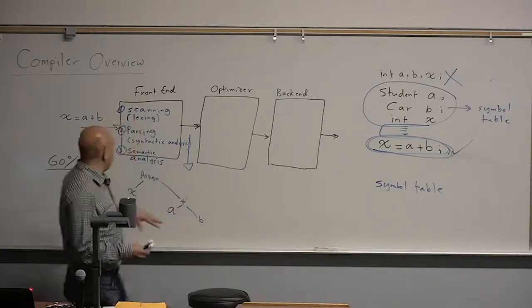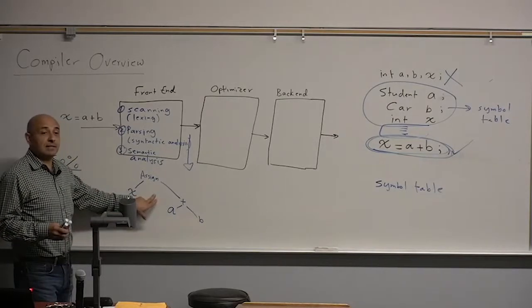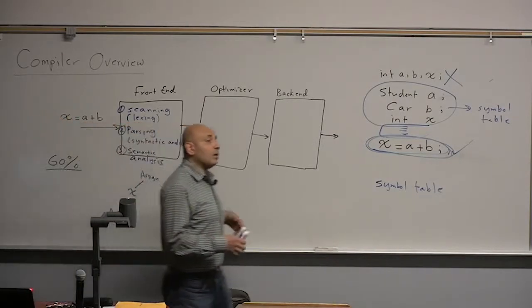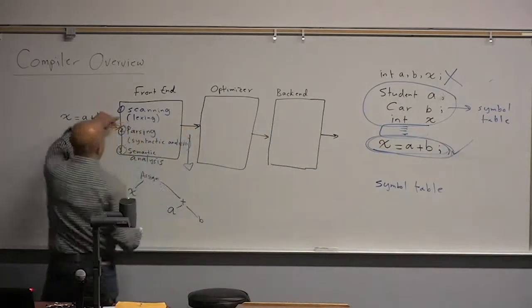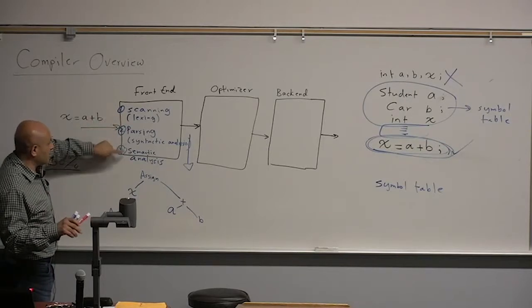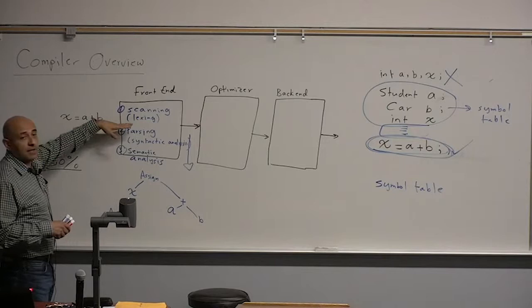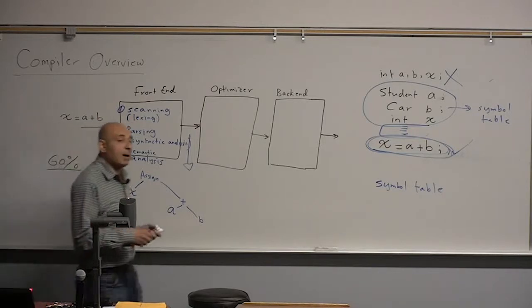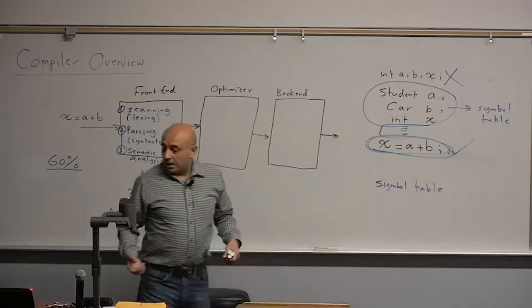So the front end takes this and gives us this. And of course, it will give us an abstract syntax tree only if the program passes all three phases: if it passes scanning, if it passes parsing, if it passes semantic analysis. If it fails one of them, you will get an error message. The compiler is going to generate an error message.